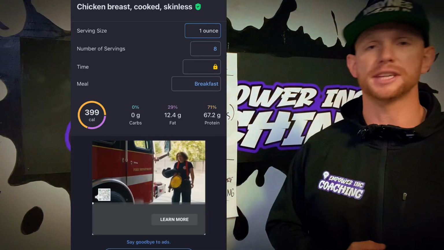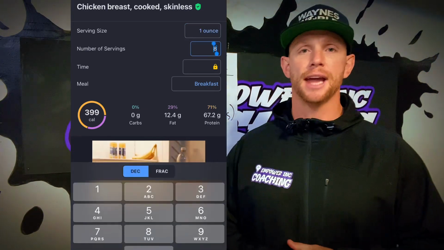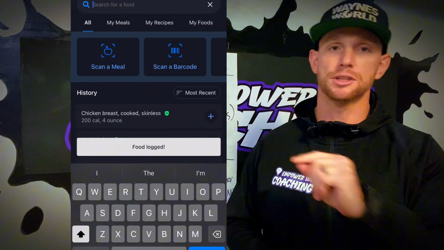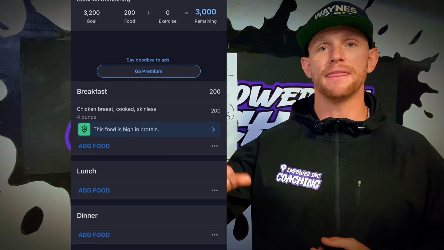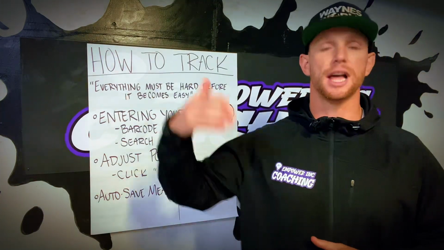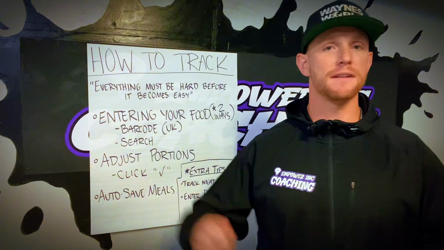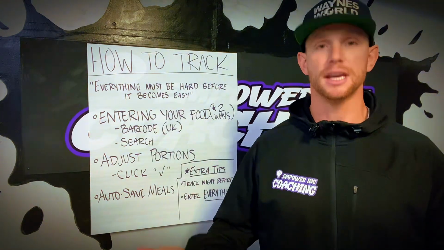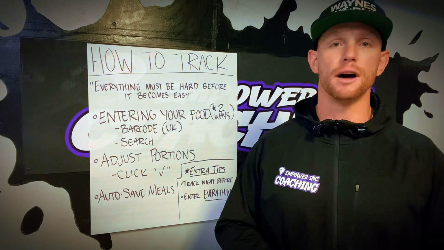So let's say, for example, you're having chicken and you're measuring it in ounces. I would select 1 ounce for the serving size and then go to 4 for the servings, the portions on there. So that's 4 ounces. Once you have that, click check, and that is now entered into your breakfast. And then you do that for all of the foods.